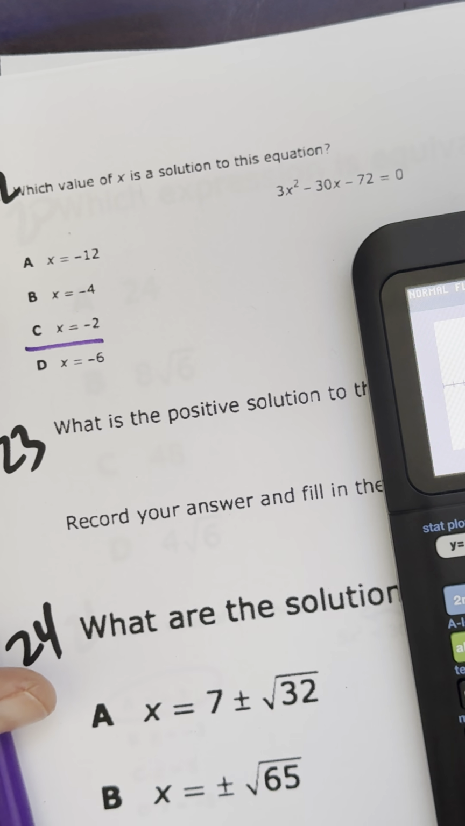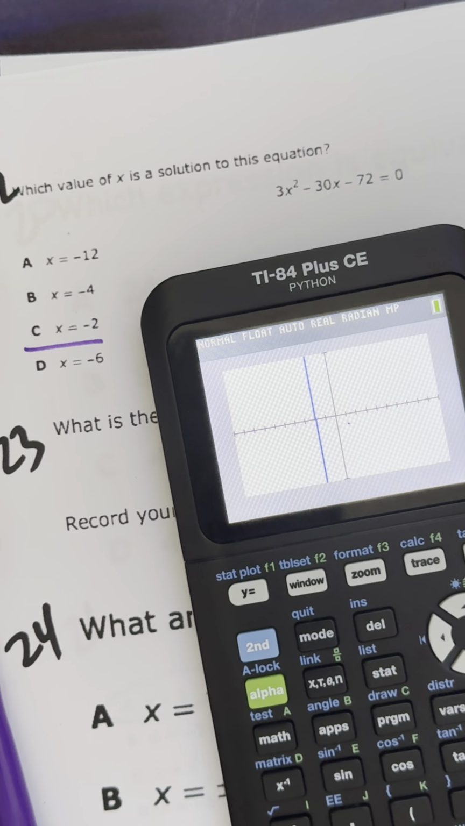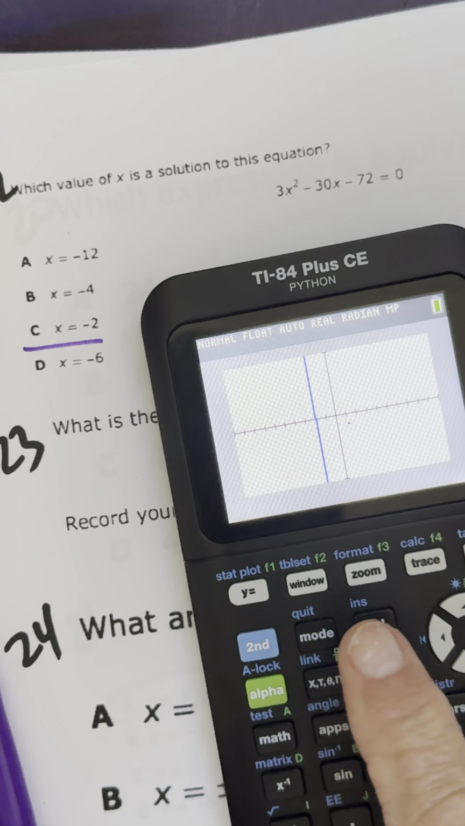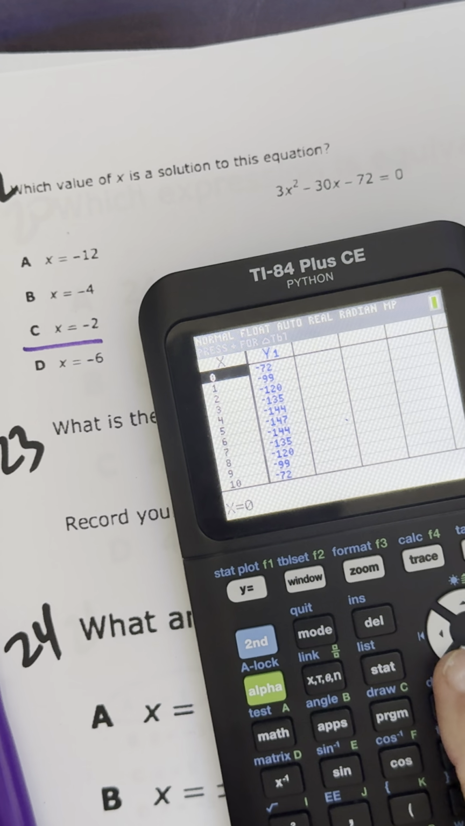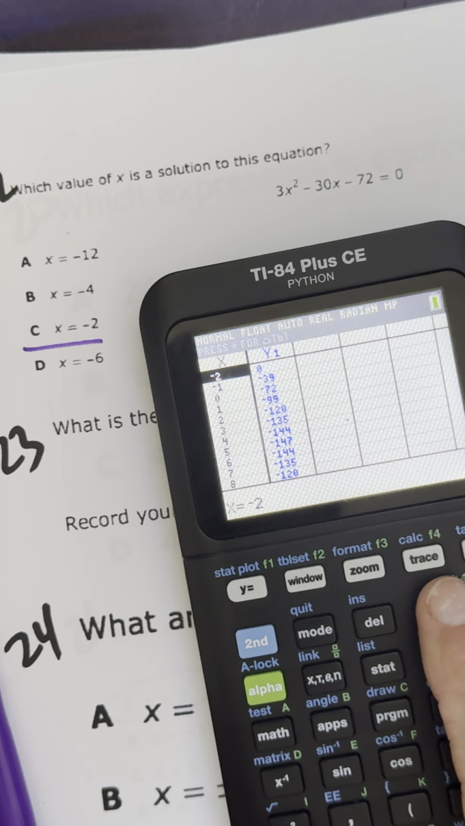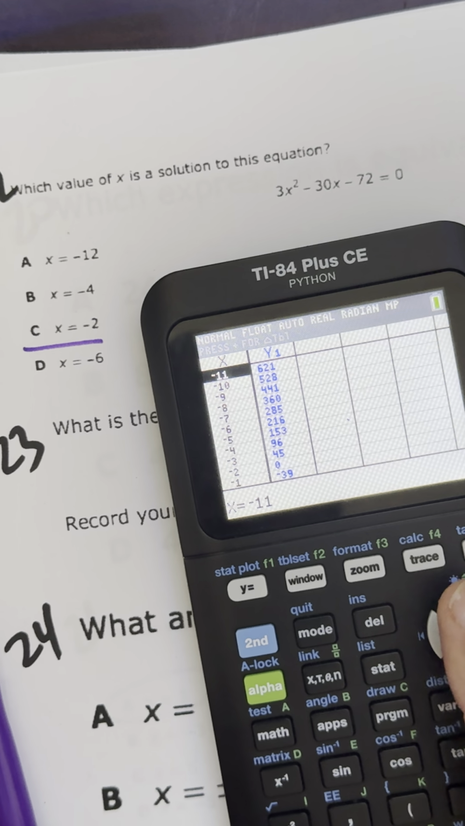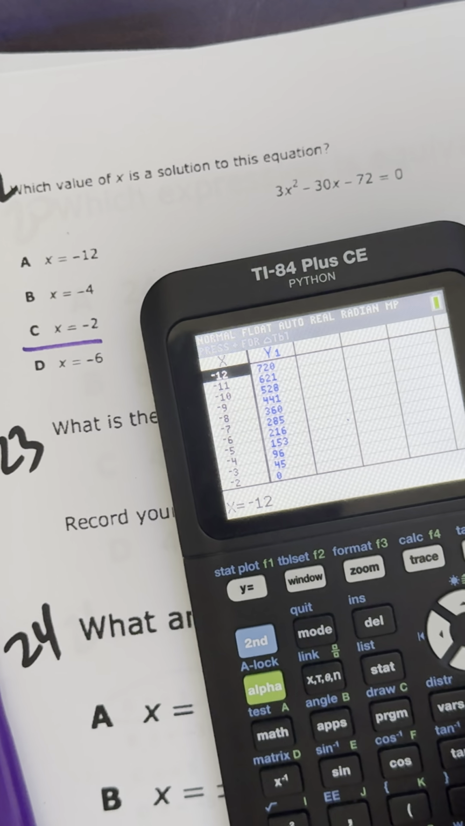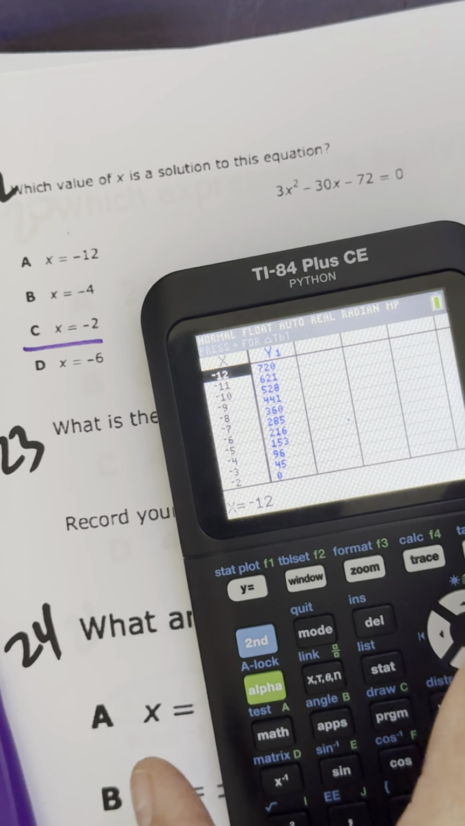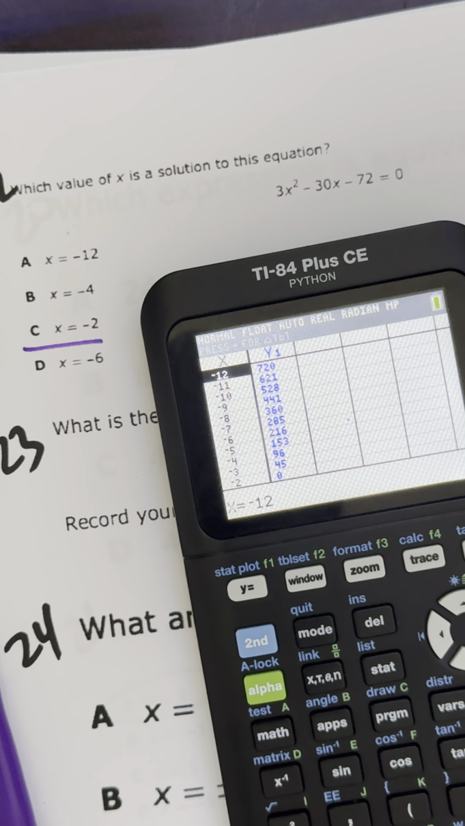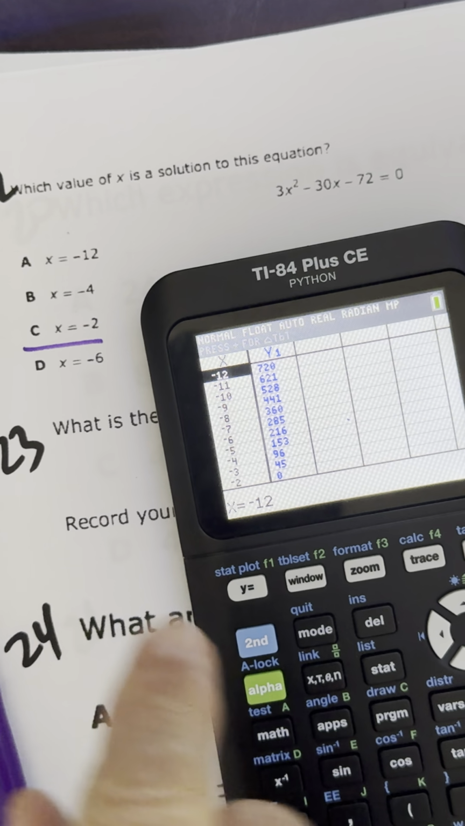You can also, if your solutions are large, just go to your table. And so at -2, we have a 0. At -4, of course, we don't. At -6, we don't. And at -12, it's 720. We don't. So you're looking for when y equals 0 or at the graph. But if you can't see it, you can always go to your table and look at the answers given.